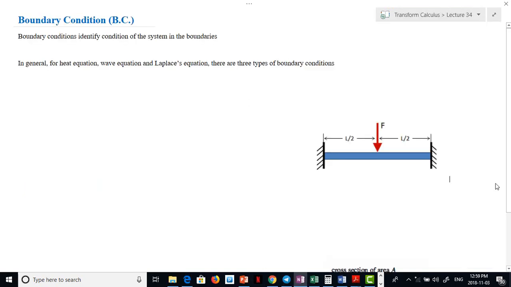First, we start with boundary condition or BC. In fact, boundary conditions in a system identify the condition of the system at the boundaries. For example, if you look here, we have a fixed bar or beam structure. If I assume that we have an x-axis here and I define u of x and t as the deflection of the beam structure, then u of x and t here is the deflection of the beam.